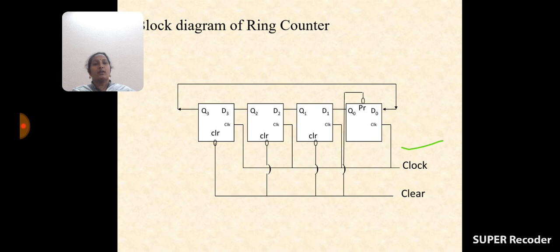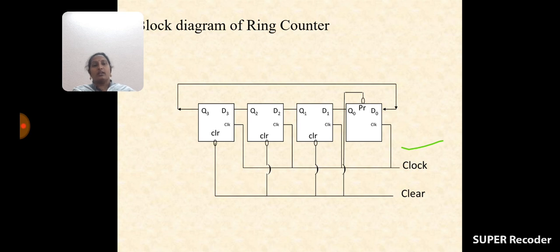In D flip-flop only a single input is there, but here we are using a preset input. In D also you are using preset. The D flip-flop ring counter also uses clock pulses. In JK also we are using a clock pulse, and it is also a synchronous counter. The clock pulse is applied to all the flip-flops simultaneously, and that is also synchronous. There also the clock pulse is applied to all the flip-flops, and the clear is connected to all the flip-flops.